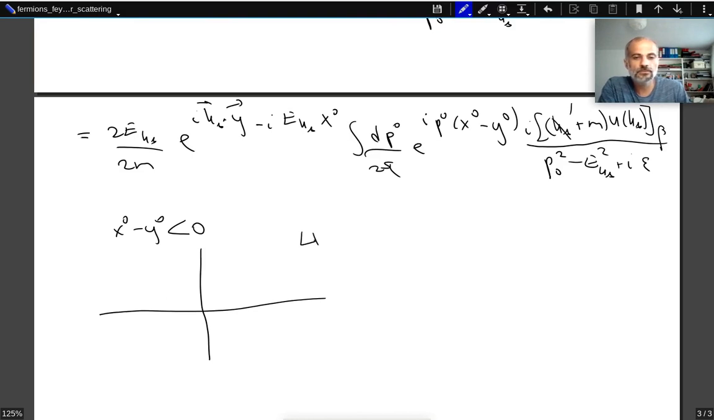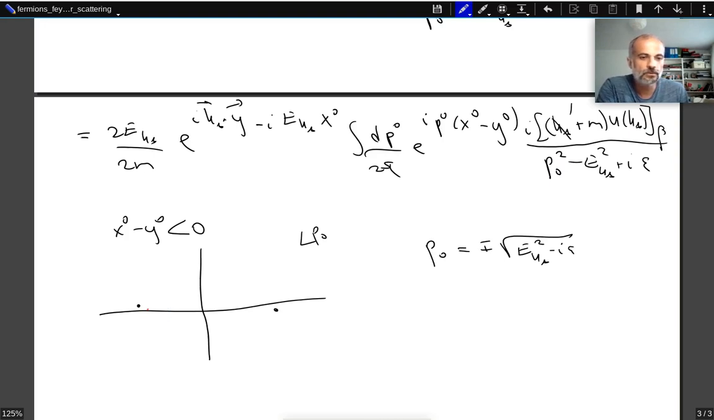In the complex P0 plane, you see the integrand has poles when this is 0, or when P0 is equal to plus or minus e of k1 squared minus I epsilon. That is the positive root. The positive root has a slightly negative imaginary part. So one of the poles is over here, the other pole is over here.